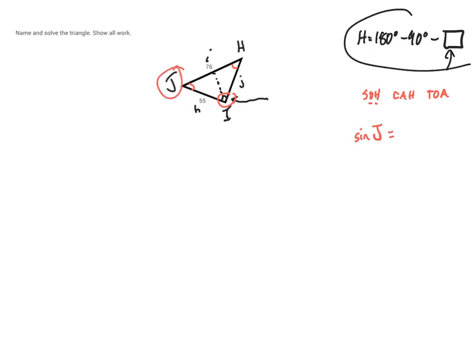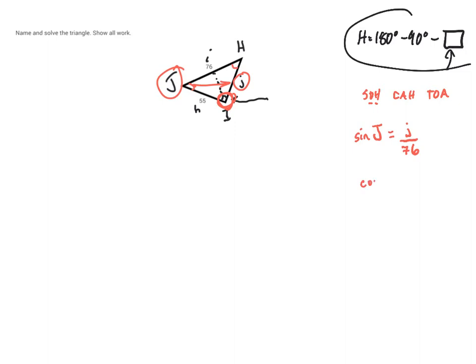If this is J, then the opposite must be little j. And I don't know little j, so this opposite is little j. But I do know the hypotenuse. Hypotenuse is 76, the one that's opposite the 90-degree angle, as usual.